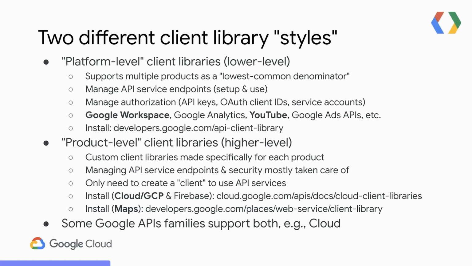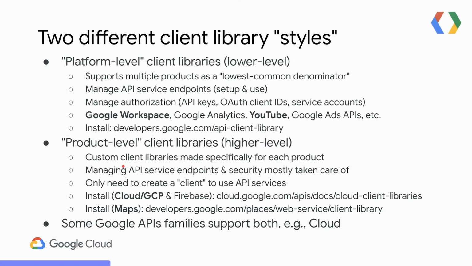However, if you're only going to use Cloud or you're only going to use Maps, then you can use the product level client libraries because they're higher level and easier to use, and they hide a good amount of the security code. With the platform level libraries, you have to write, I wouldn't say a lot of security code, but you have to write the basic stuff. Whereas with the product level client libraries, there's very little security code you need to write. All of it has been pushed under the layers and abstracted out to these client libraries.